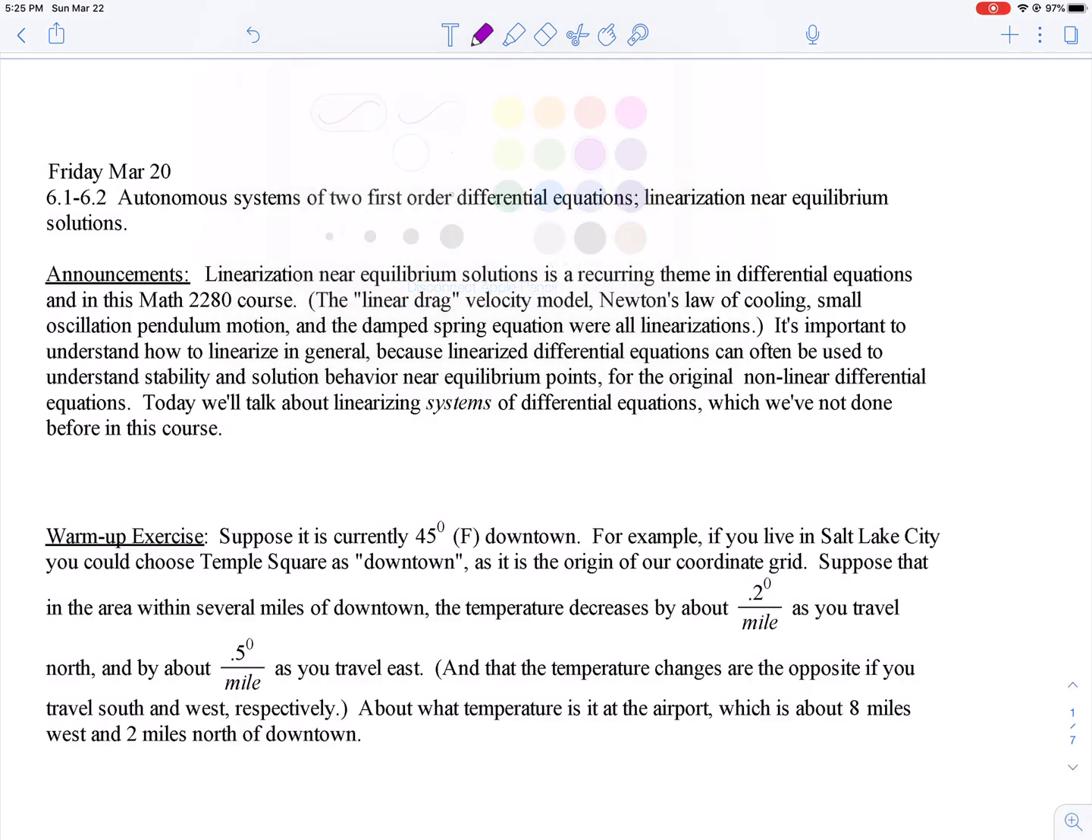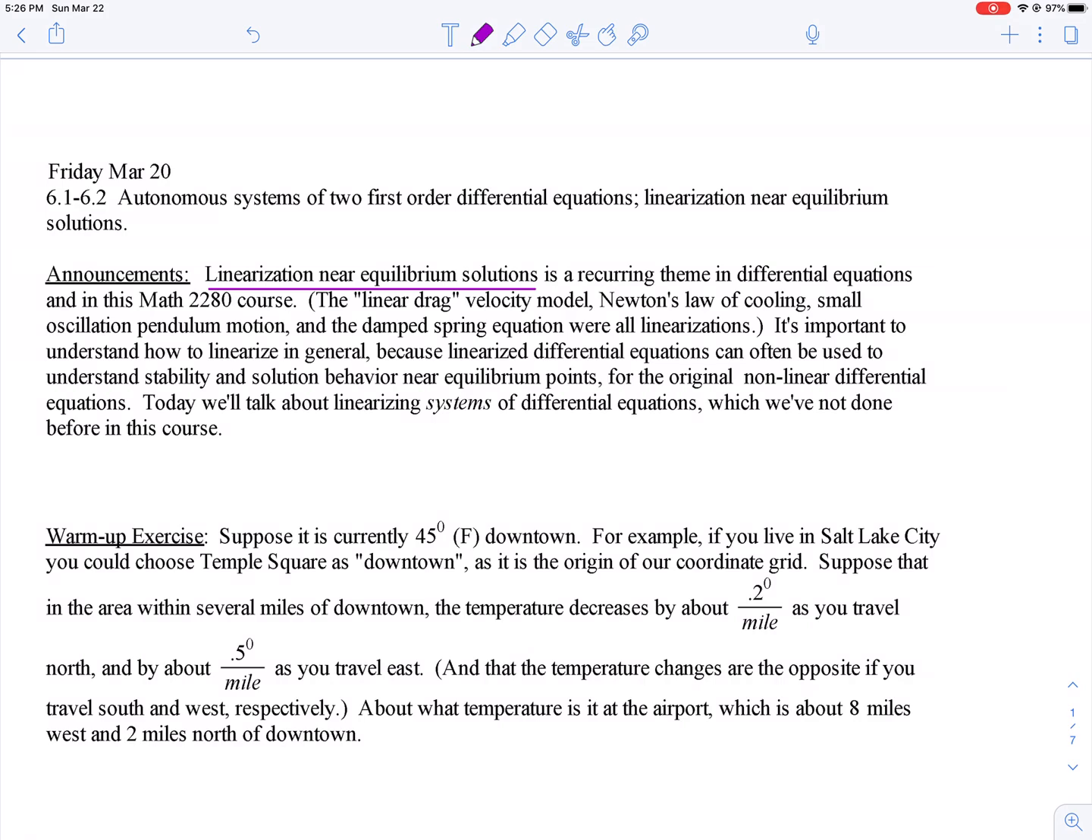So linearization is a recurring theme in differential equations. We started seeing it in chapter 2 when we did the linear drag model. Actually, in chapter 1, Newton's law of cooling was a linearization. We saw it in chapter 3 when we modeled spring forces as just being proportional to the displacement, and when we derived the pendulum linear differential equation from the nonlinear differential equation. So it's a very important technique.